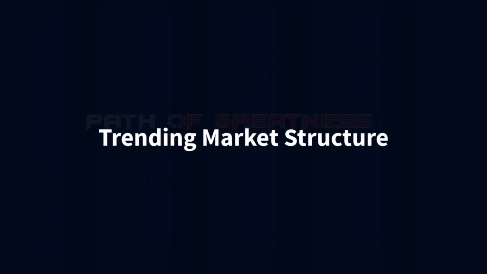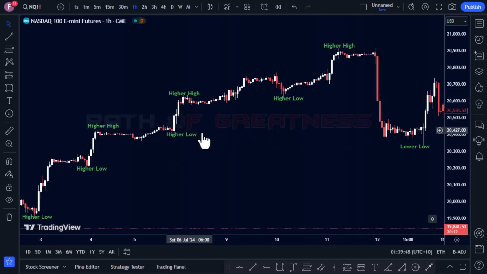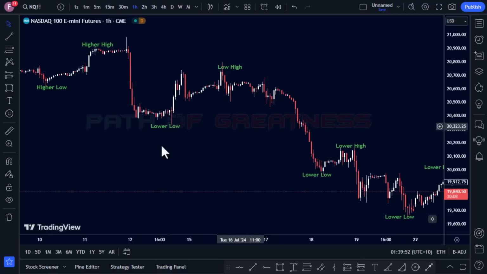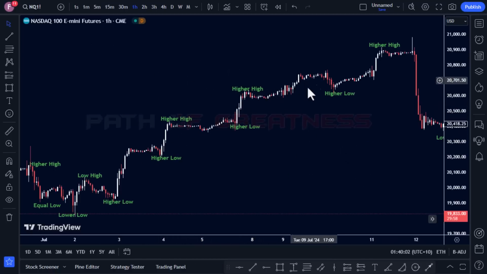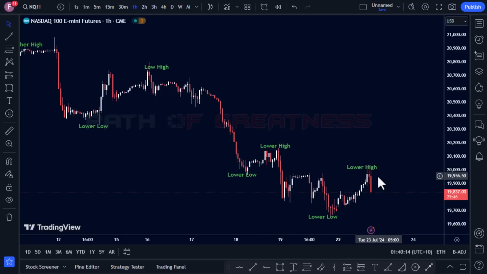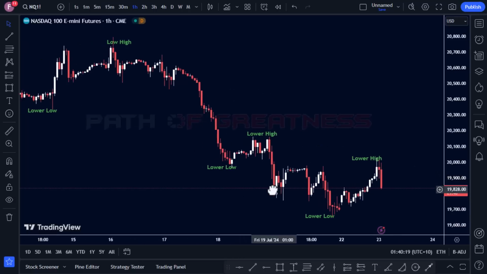Now that we know that the only two market structures easy to trade are an uptrend and downtrend market, that doesn't mean you as a trader should buy at any point in an uptrend or sell at any point in a downtrend. Let me show you why you shouldn't buy or sell at any point in a trending market.